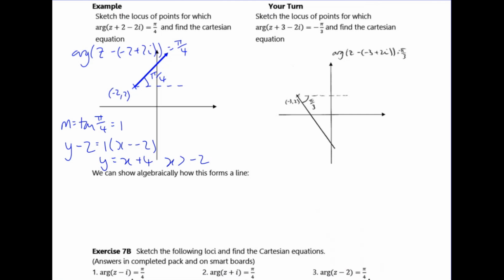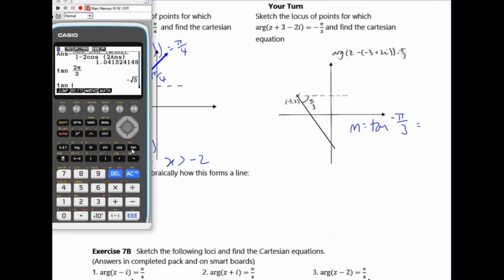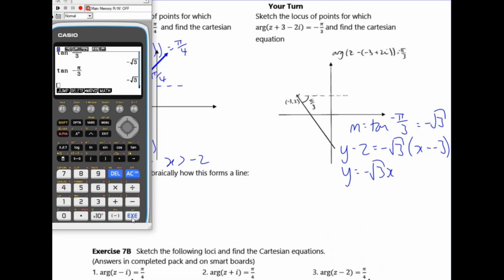For the Cartesian equation of this one, the gradient will be tan of minus pi over 3. It's also minus root 3. So we've got y minus y1 equals m(x minus x1), and that gives us y equals minus root 3 x minus 3 root 3 plus 2. This time it's only valid for x bigger than minus 3, x to the right of that minus 3.